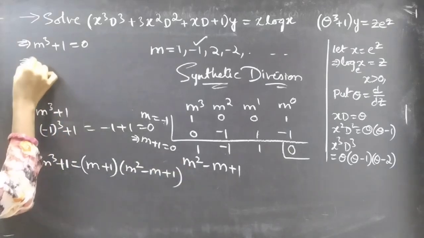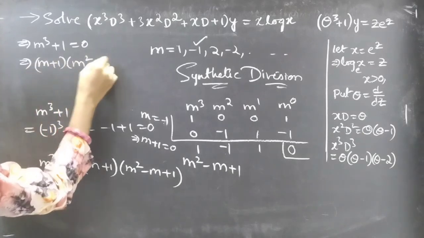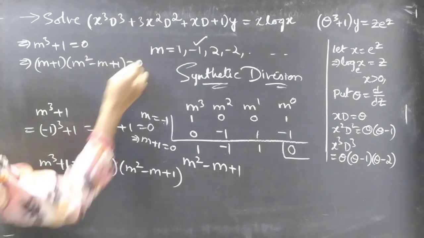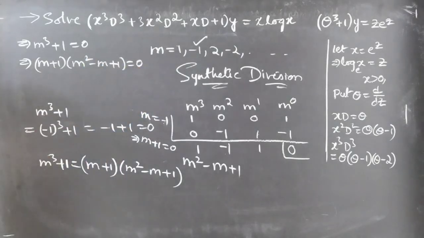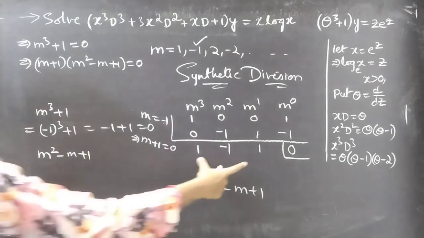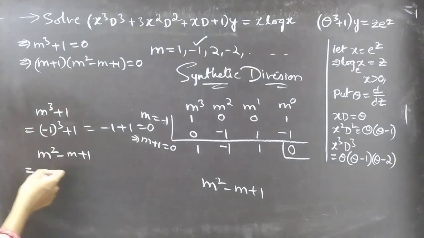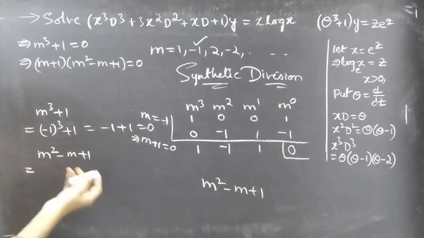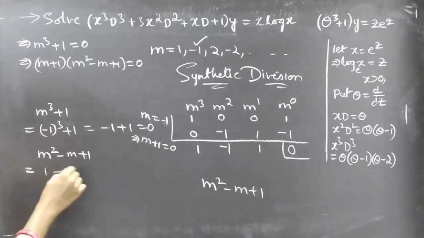Okay. Now we can write this auxiliary equation as m plus 1 into m square minus m plus 1 equal to 0, right? Now equate each factor to 0 to find roots. See, by considering the polynomial from this step, we won't get roots directly. Okay? If you want, you can try for m equal to 1, 2, minus 1, minus 2 and so on. Let's try for 1.